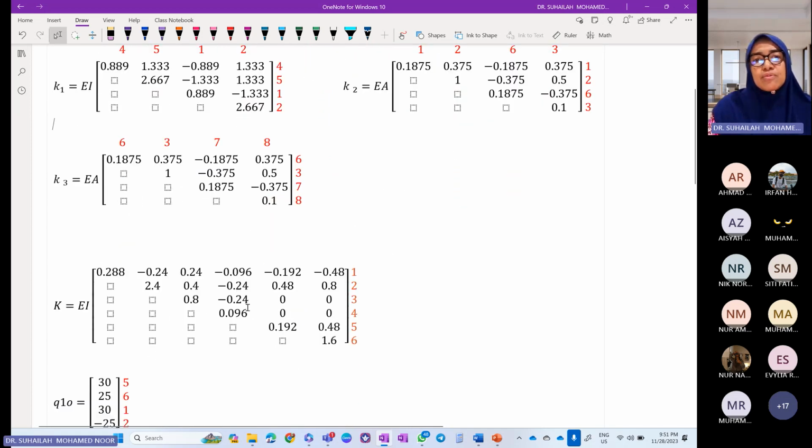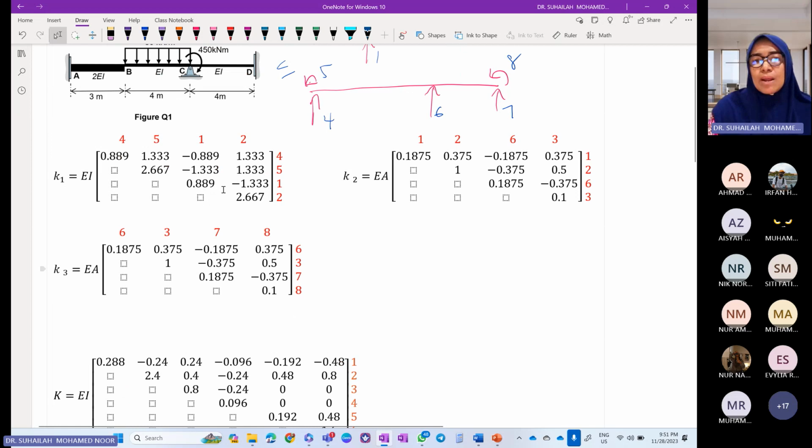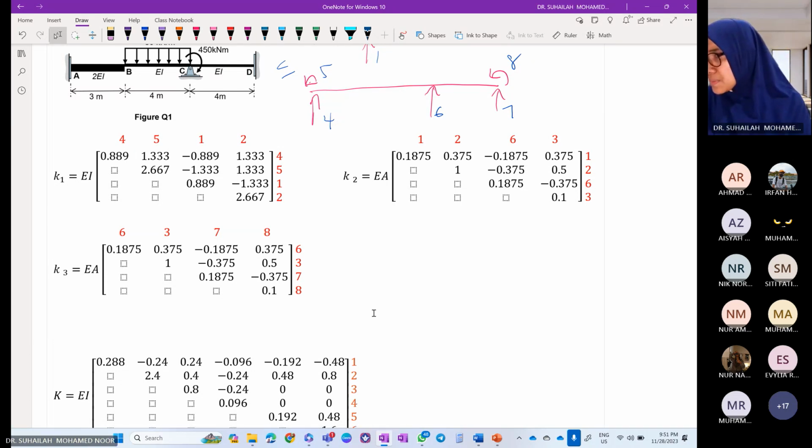Then you have to add all K1 plus K2 plus K3 to get the stiffness matrix, and it is 8 by 8 because ABCD is 4 joints. ABCD is 4 joints, 4 times 2 is 8. So it is an 8 by 8 matrix.